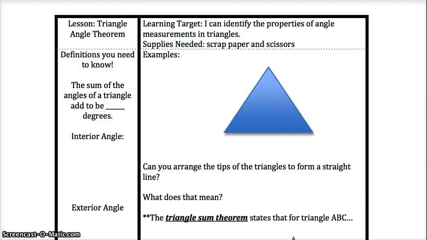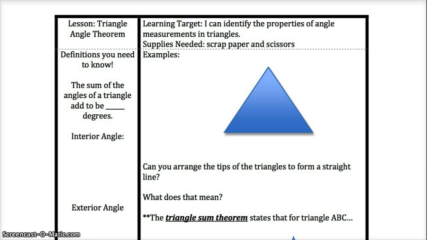Hi students, today we're looking at the triangle angle theorem lesson. Your learning target is I can identify the properties of angle measurements in triangles. And for this lesson you will need a piece of scrap paper and scissors. So if you don't have that, go ahead and grab that now.